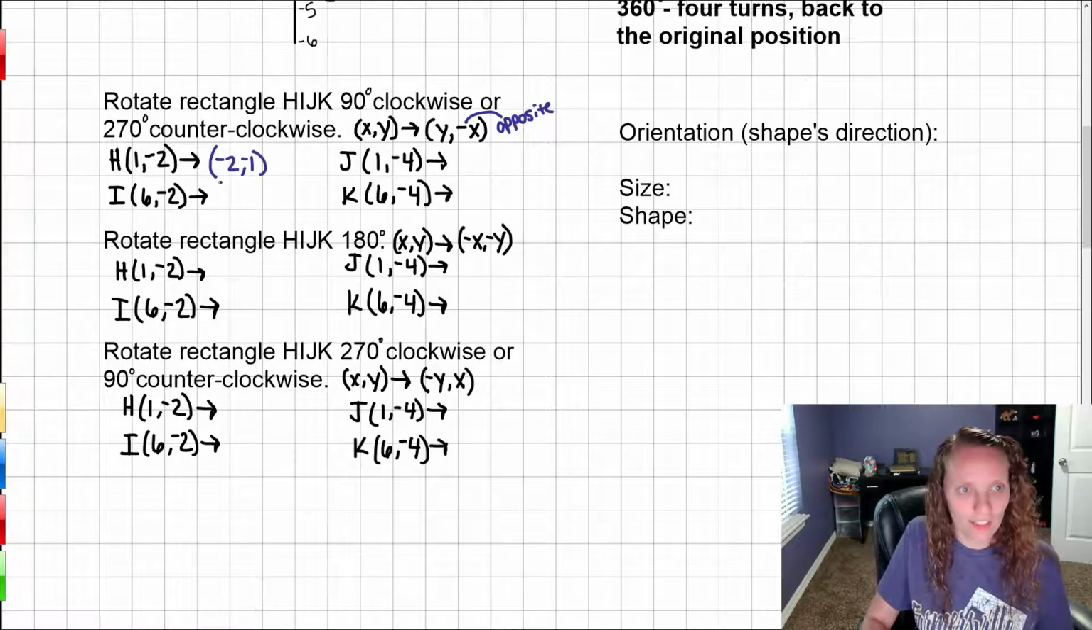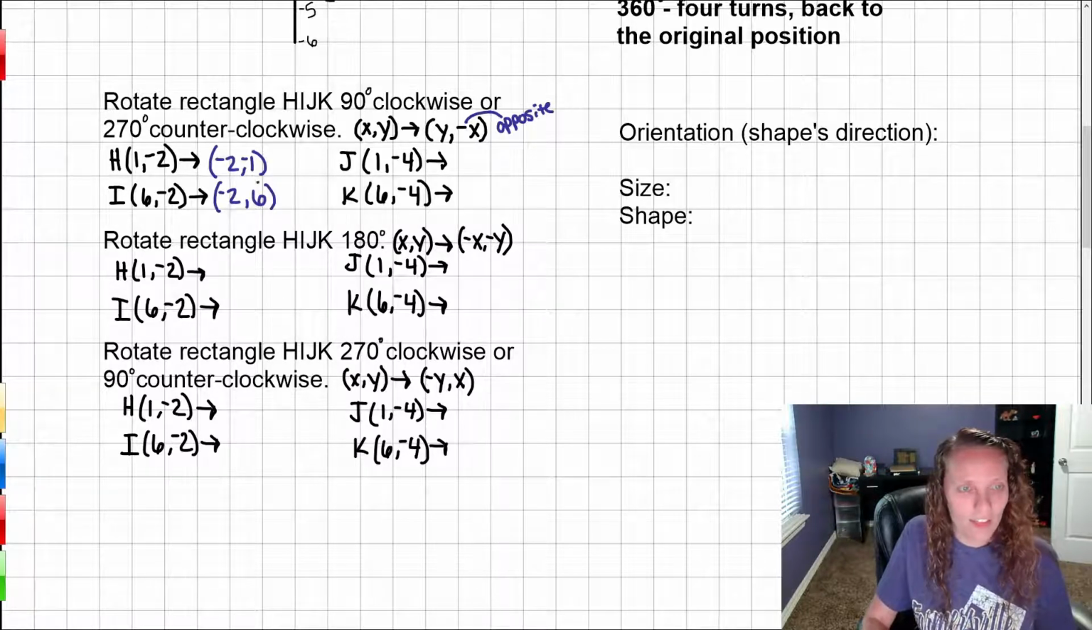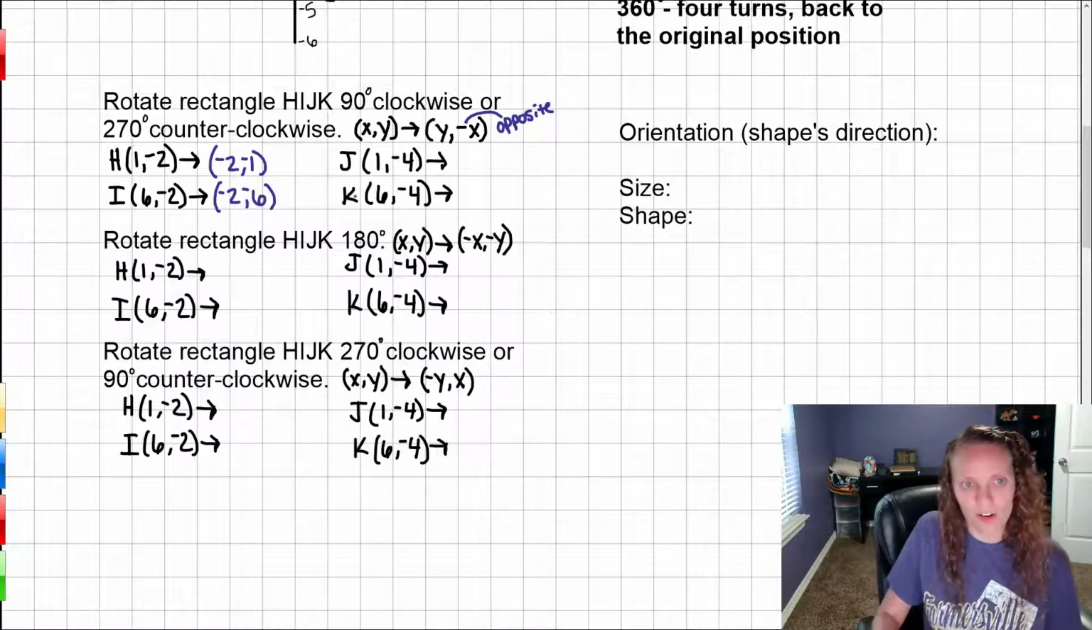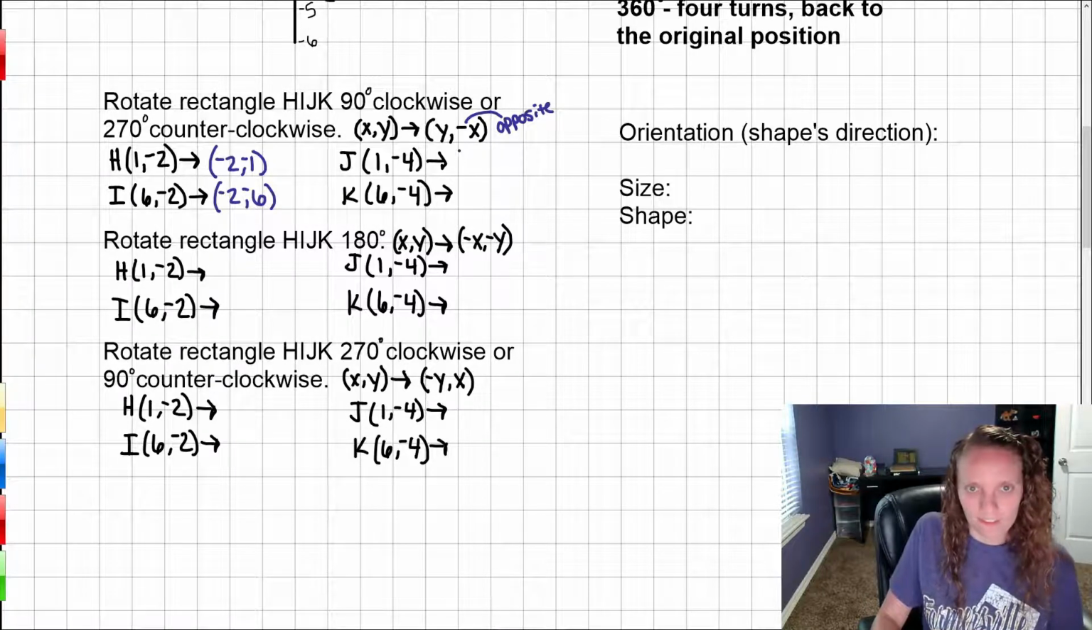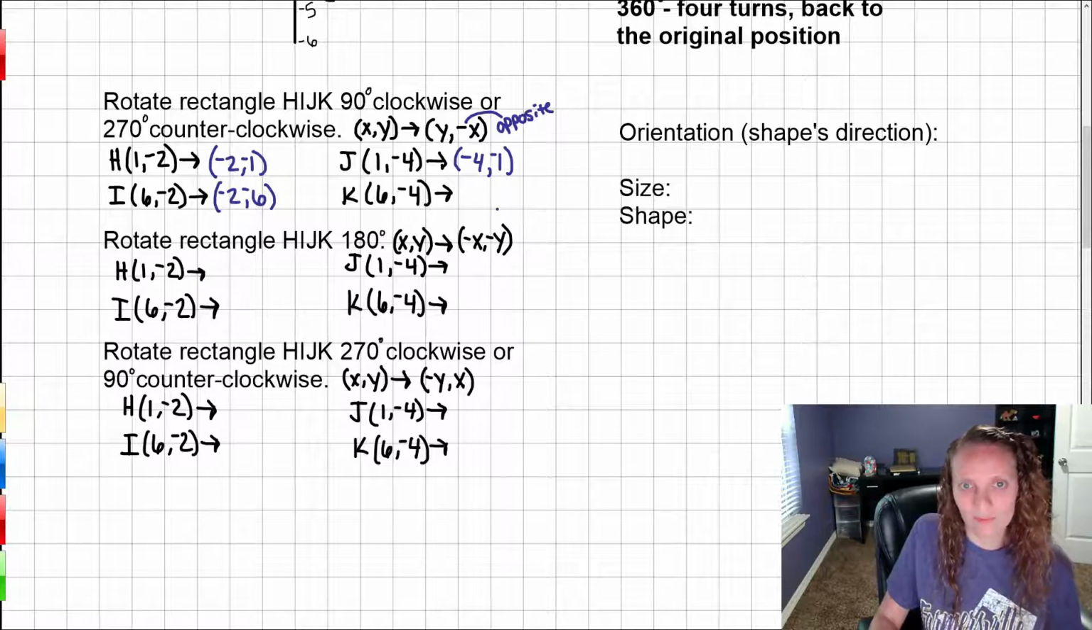Okay, let's try it again. Let's flip-flop the numbers. So now it's -2, 6, and then we can't forget to take the opposite of the x. Well, the x was 6, and let's take the opposite. So now it's -6. Try it again. Flip-flop the order. So now it's -4 and then a 1. And we're taking the opposite of the x. Well, the x was 1. And so now it's -1.